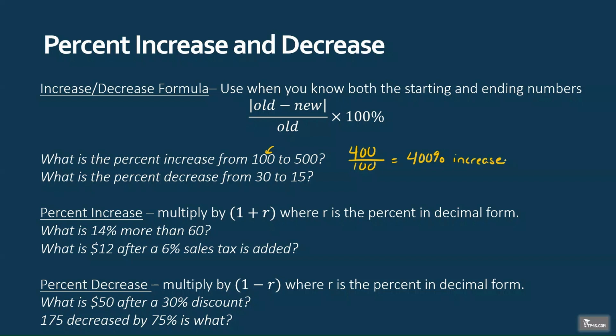because we never use positives or negatives. So if it were a decrease, I wouldn't say negative 400%. Instead, I would say 400% decrease. So it's important to have that word afterwards.